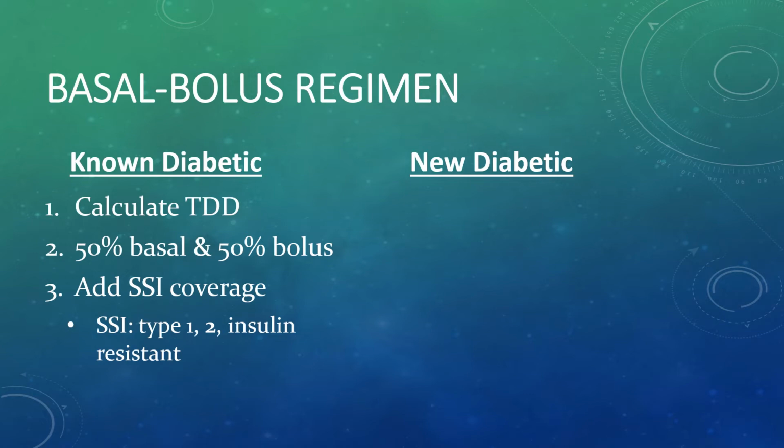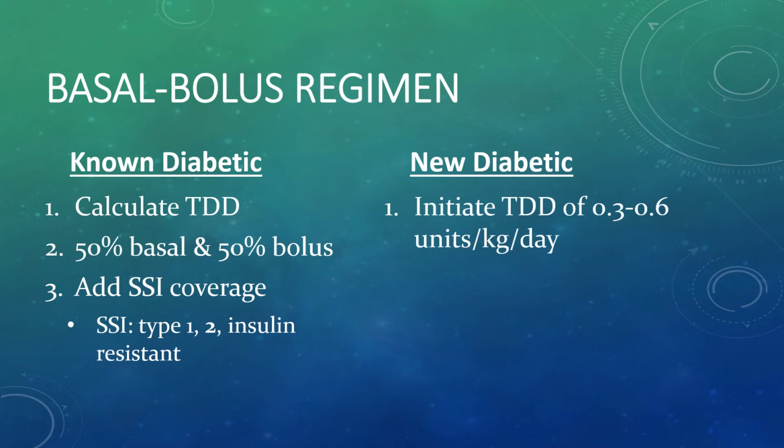So the doses of sliding scale are actually going to be a lot lower for a type 1 diabetic, whereas a type 2 will be in between, and then an insulin resistant patient is going to get a lot higher doses of bolus insulin with meals. So that's how you do it for a known diabetic.